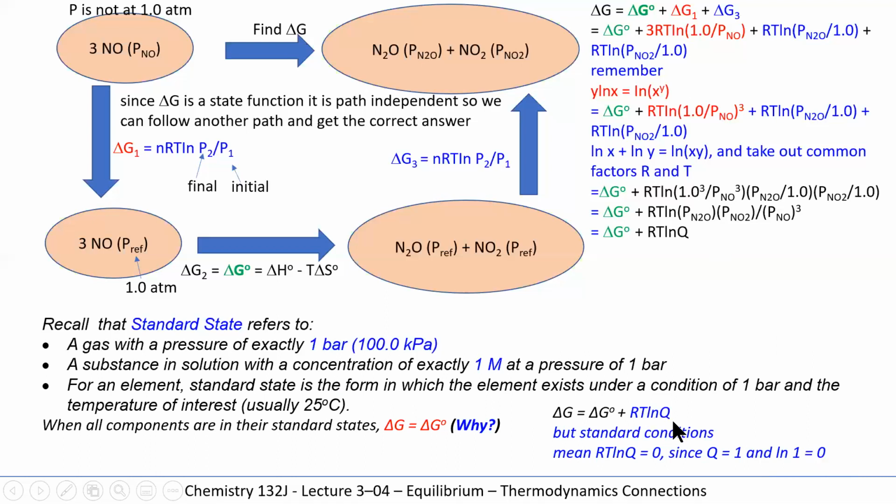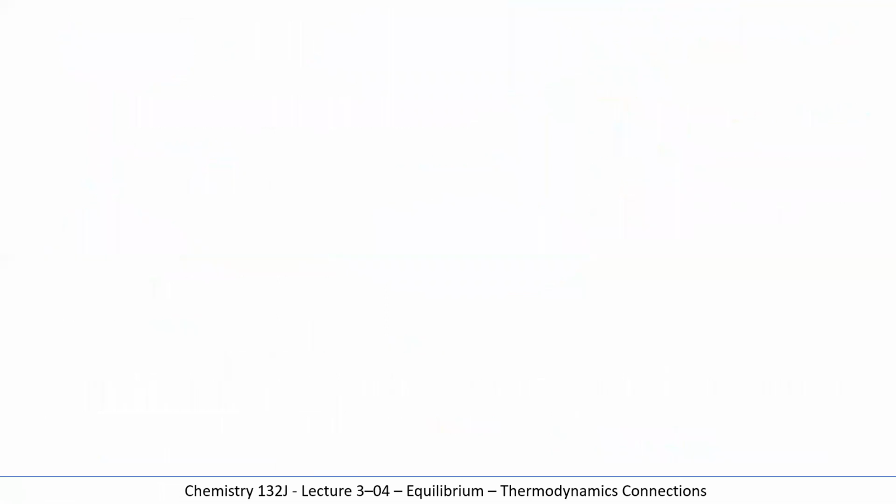Now, when the ln of 1 is 0, that means RT ln Q is 0, so delta G must equal delta G 0. Delta G at standard conditions, again, is what I call delta G 0. Delta G is delta G at non-standard conditions. Okay? So we can find delta G under standard conditions from tables in textbooks. Typically on evaluations, you are given those values.